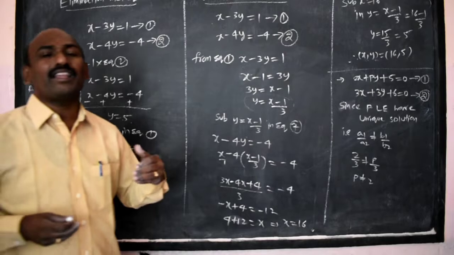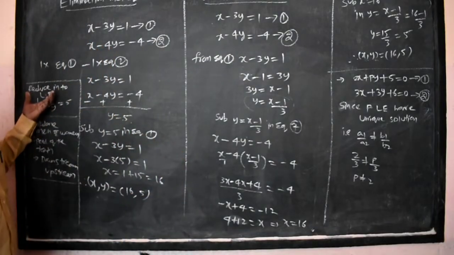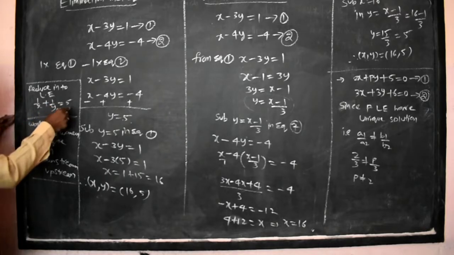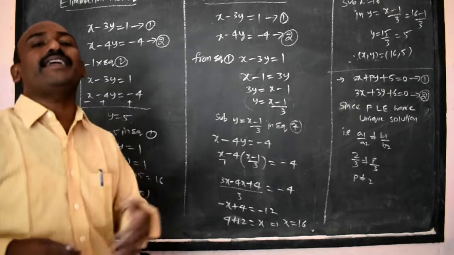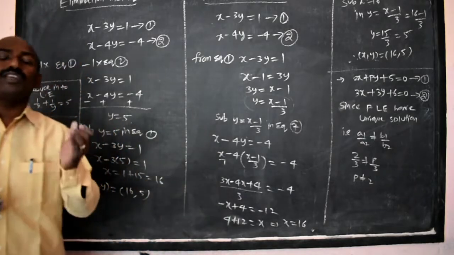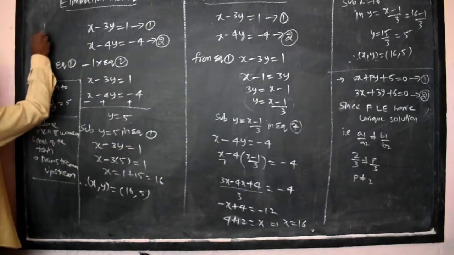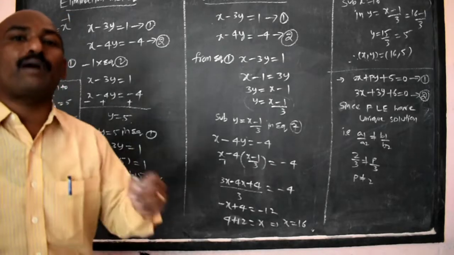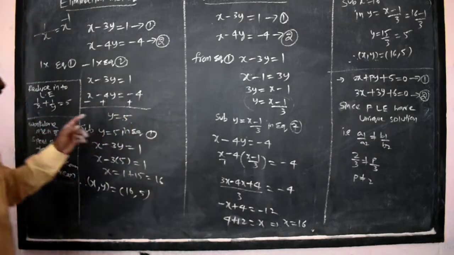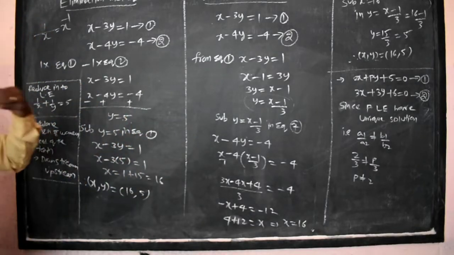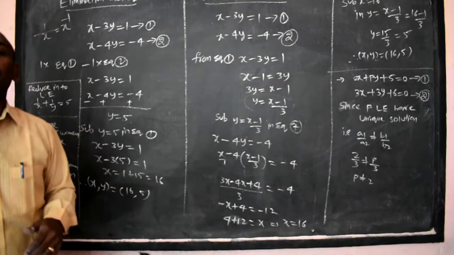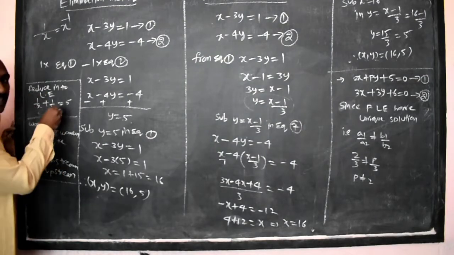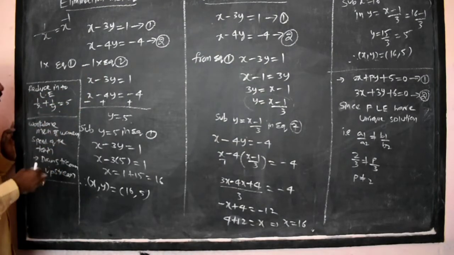And there are some other methods: reducing to linear. First of all they can give equations like 1 by x plus 1 by y equal to 5, or 1 by x minus 1 by y. They can give like that. Those are not linear. Why? Because whenever the variable has a negative exponent, that is not a polynomial and that is also not linear. Then we can say this is not linear, so reduce them into linear by substituting 1 by x as a and 1 by y as b. Like that we can substitute and reduce into linear. Then after that go with elimination or substitution.